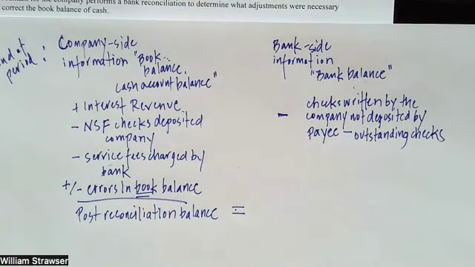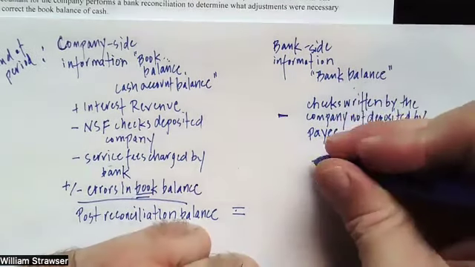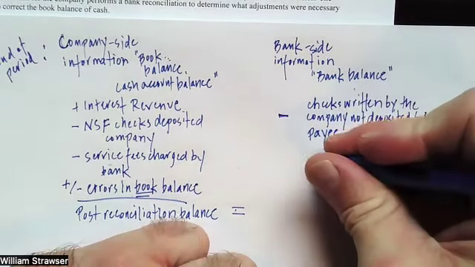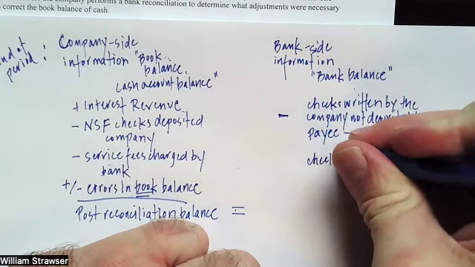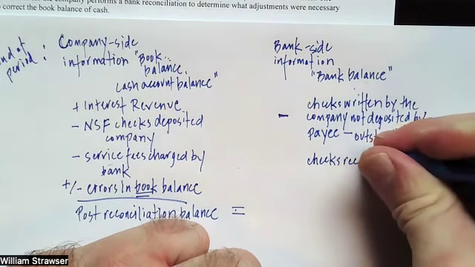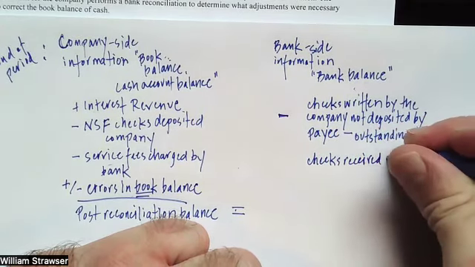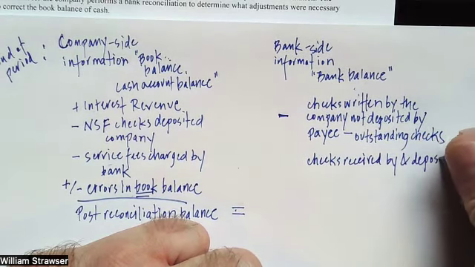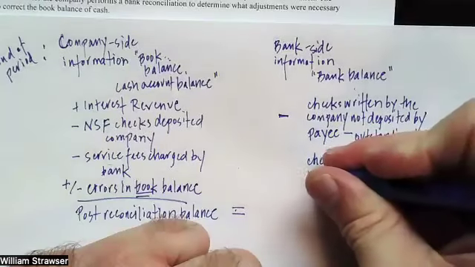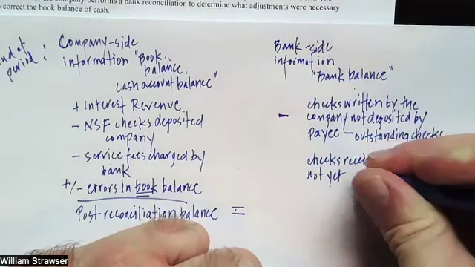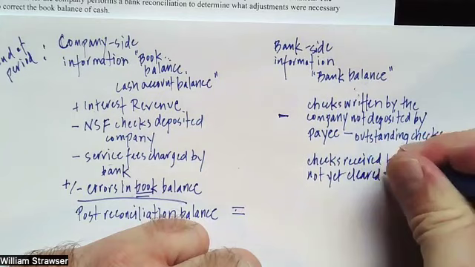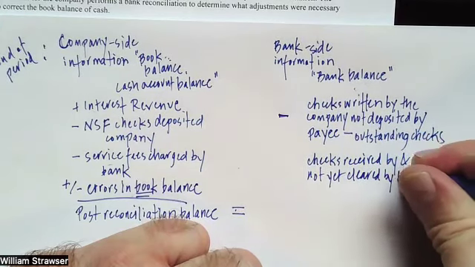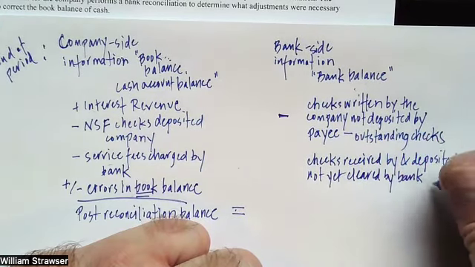When we have deposits we've made, so this is checks received by the company and deposited, not yet cleared by the bank. These are deposits in transit.